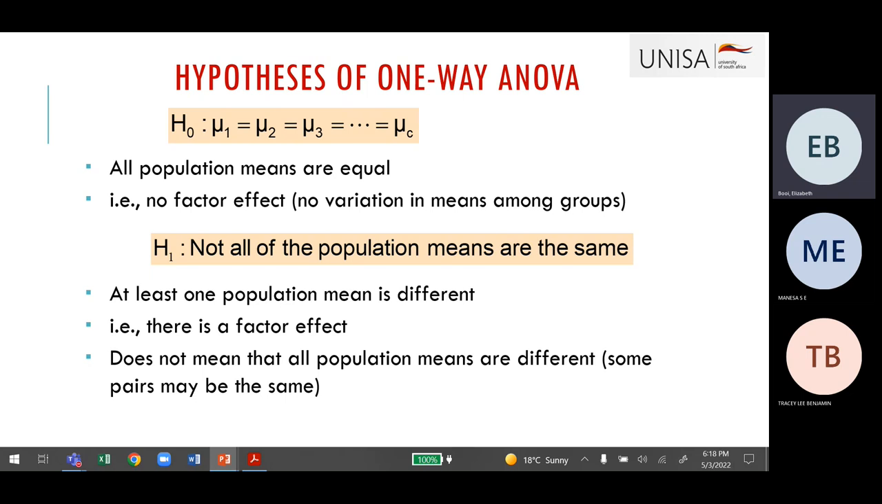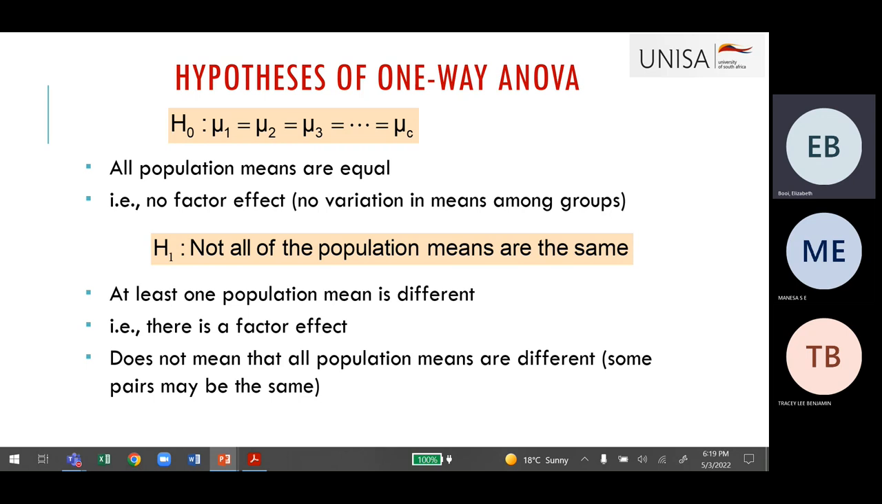That means that there is no factor effect in terms of that. So there are no variations amongst the groups that you have selected or the groups that you are using. The alternative will state the opposite, and it can state that not all of them are equal.